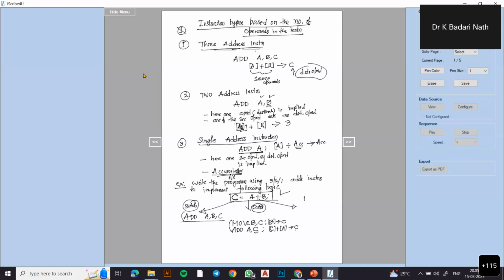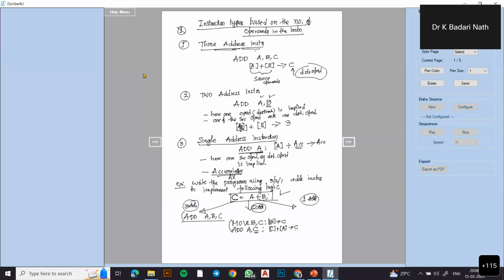So for a single address instruction, one address instruction, now what is the program for this one? You require to depend on the accumulator, which is present inside the processor, for holding one of the operands, and you should also think that the answer is always stored back into the accumulator itself. Now I will be requiring certain instructions.